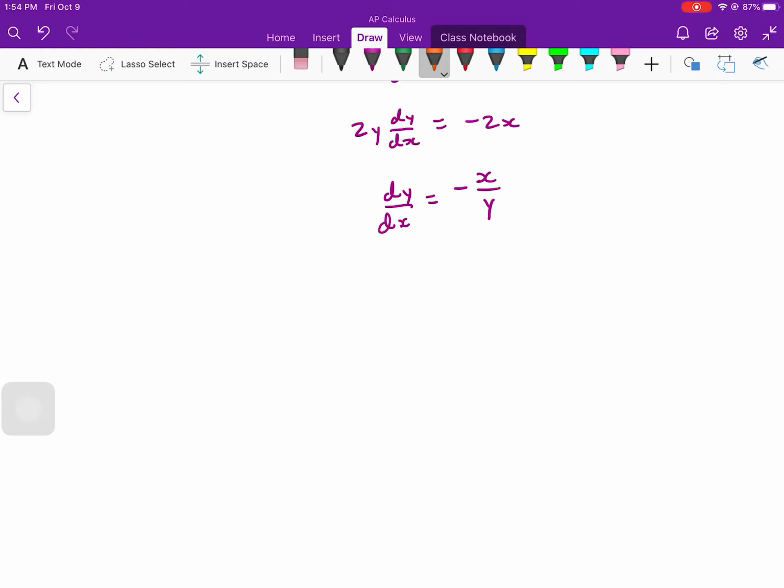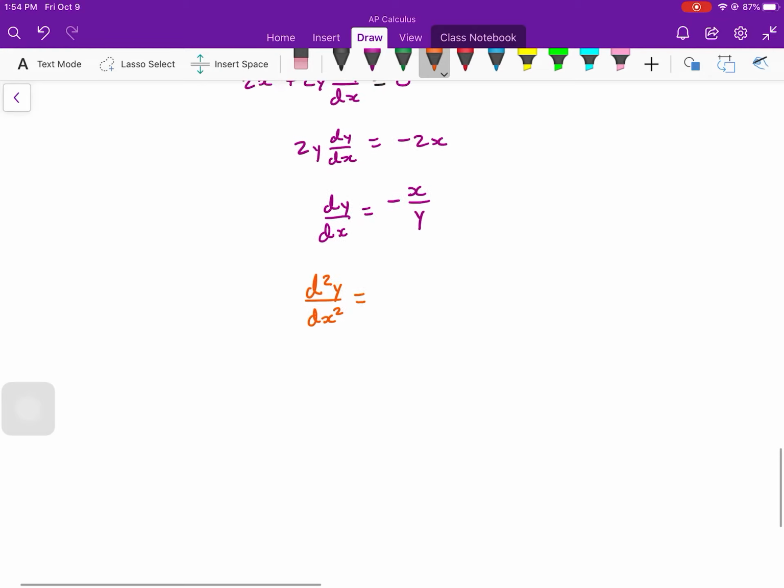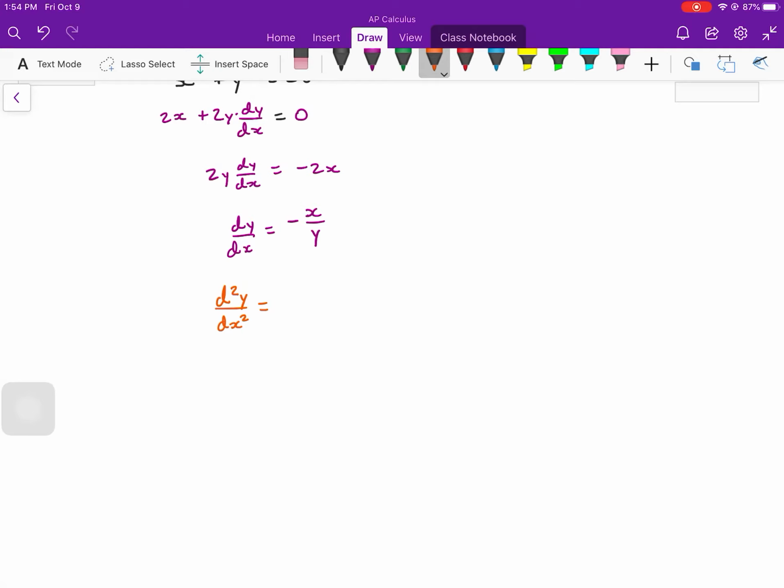So for the second derivative, we're going to have to do a quotient rule. So let's let f, because we have f prime times g minus f times g prime over g squared. So we'll let f equal negative x, we'll let it take the negative, and f prime equals -1, g equals y. So g prime will be y prime, or dy dx.